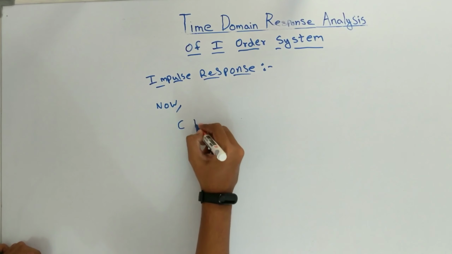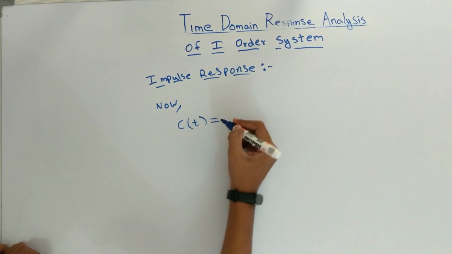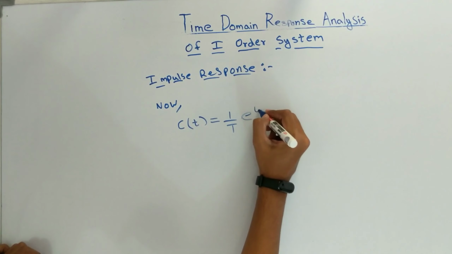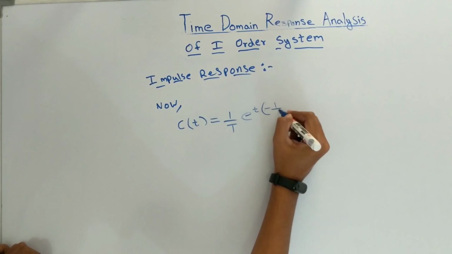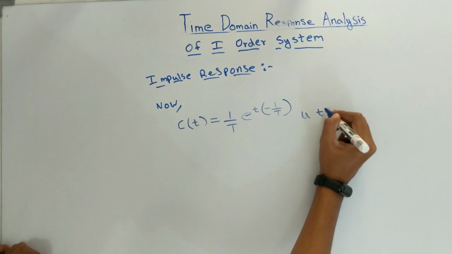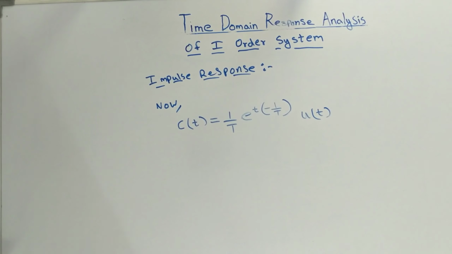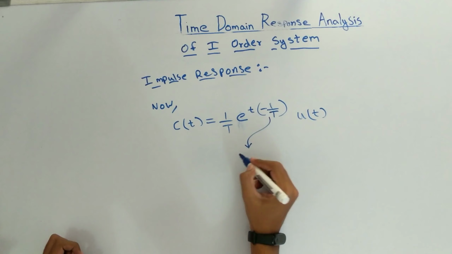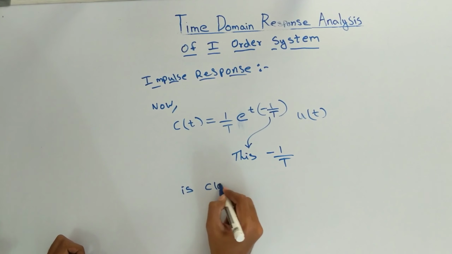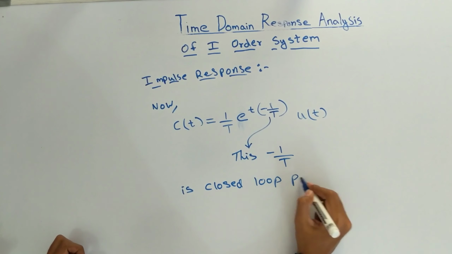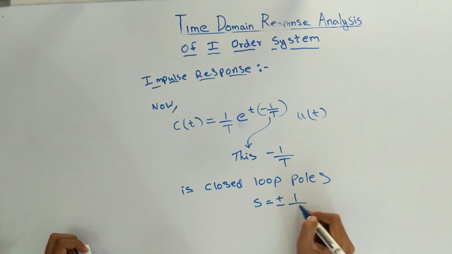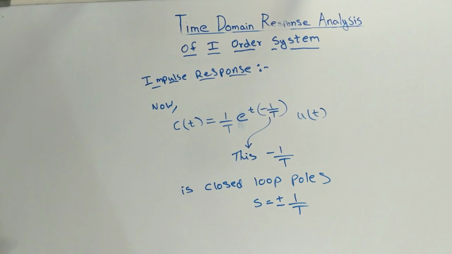Getting back to the inverse Laplace transform of the standard first order system, c(t) = (1/T) e^(-t/T) u(t). This minus 1 upon T is nothing but the closed loop pole, where s is equal to plus or minus 1 upon T.